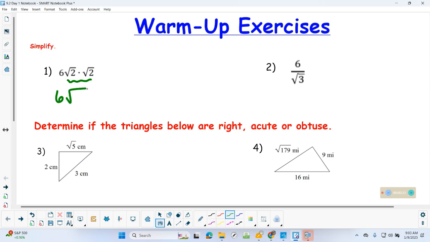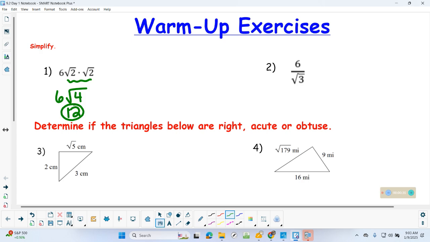I'm going to leave 6. What's 2 times 2? 4. Now, most of you can probably do a final answer in your head. We don't need a calculator. What's the square root of 4? 2 times 6. 12. There we go. We got it. 2 times 6.